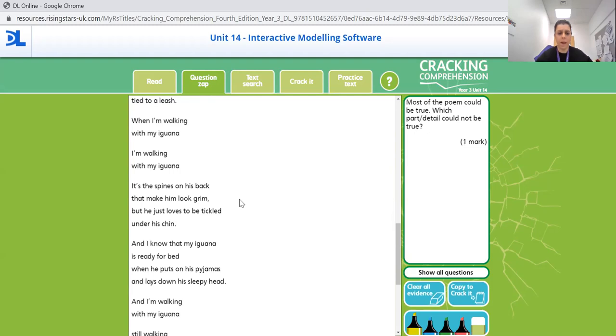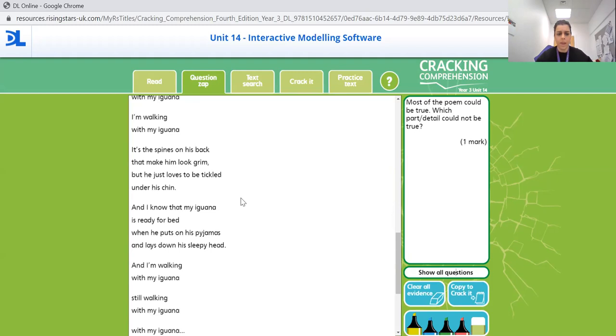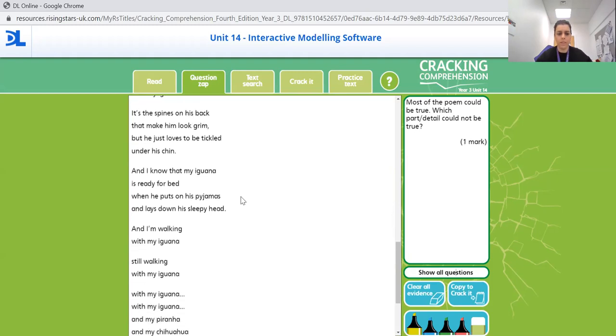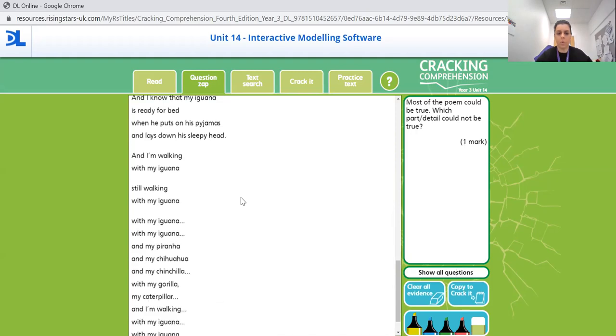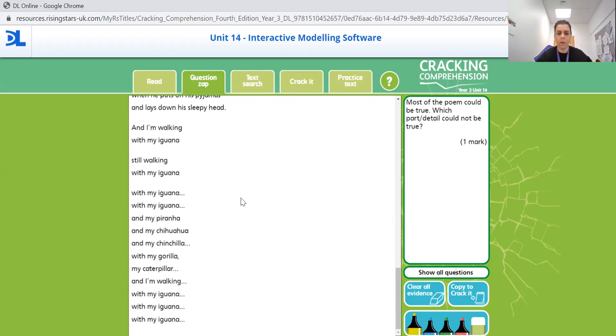It's the spines on his back that make him look grim, but he just loves to be tickled under his chin. And I know that my iguana is ready for bed when he puts on his pajamas and lays down his sleepy head. And I'm walking with my iguana, still walking with my iguana, and my piranha, and my chihuahua, and my chinchilla, with my gorilla, my caterpillar, and I'm walking with my iguana.